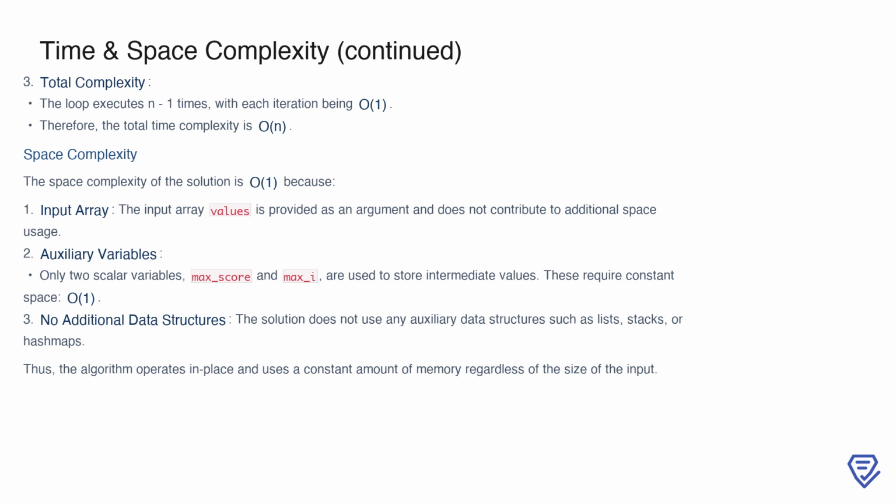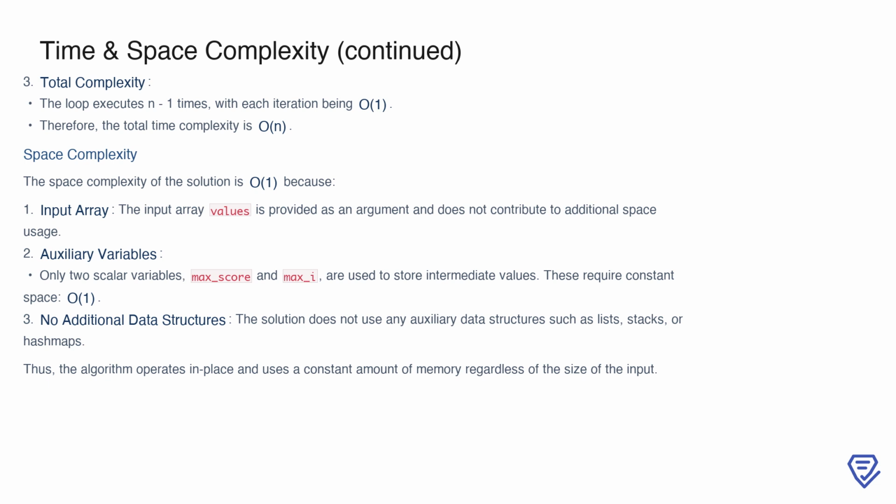Now, let's evaluate the space complexity. The algorithm is designed to operate in constant space, or O(1). First, the input array values is provided as an argument, so it does not require additional memory allocation. Second, we use only two scalar variables, max_score and max_I, to store intermediate results.